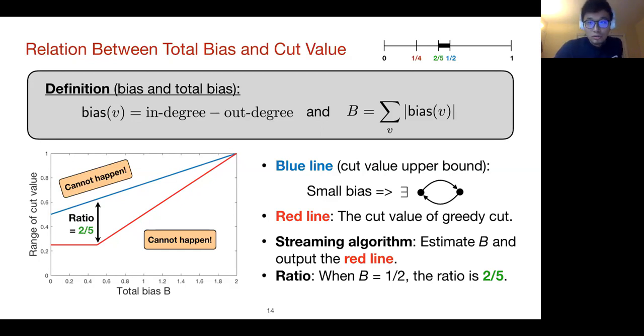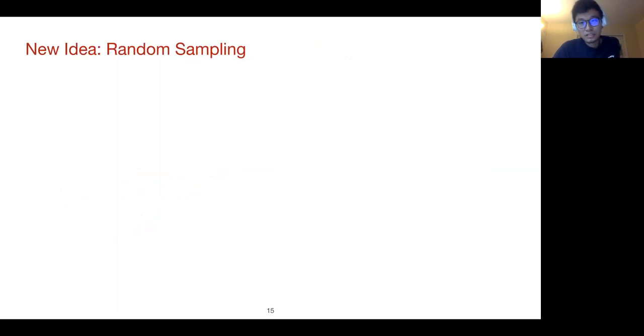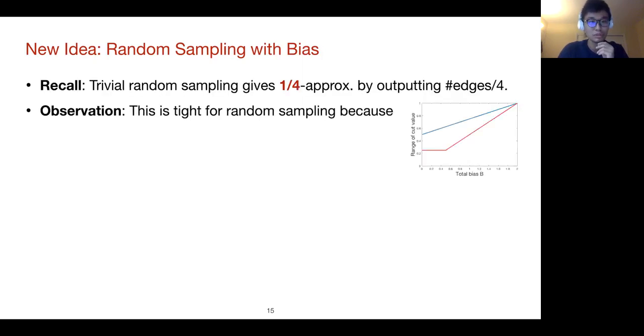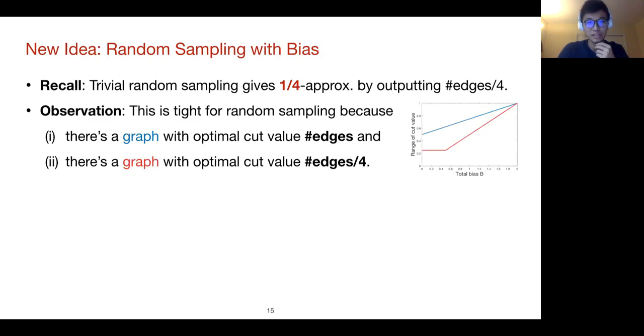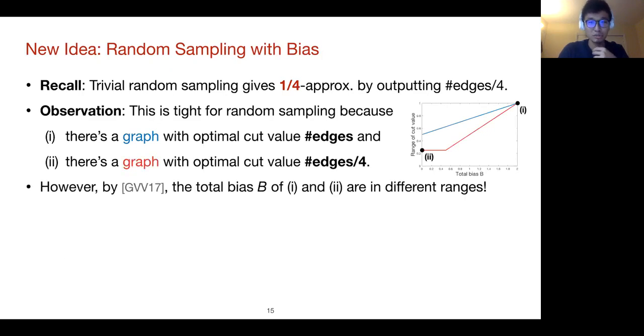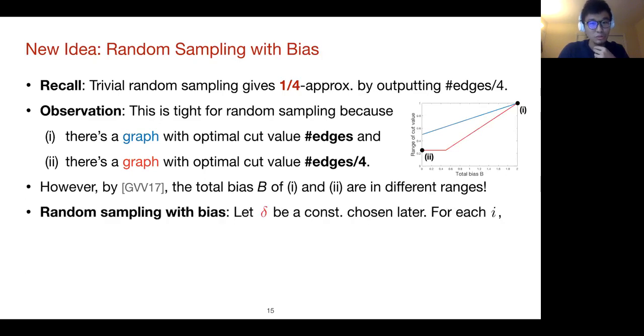So the key idea of our new algorithm is to improve this bias analysis by giving a sharper lower bound by random sampling. Instead of just outputting the red line given by them using the greedy algorithm, we consider a random sampling analysis with bias. The observation is that their analysis is not tight in the extremal region, so we want to utilize bias to distinguish the extremal region.